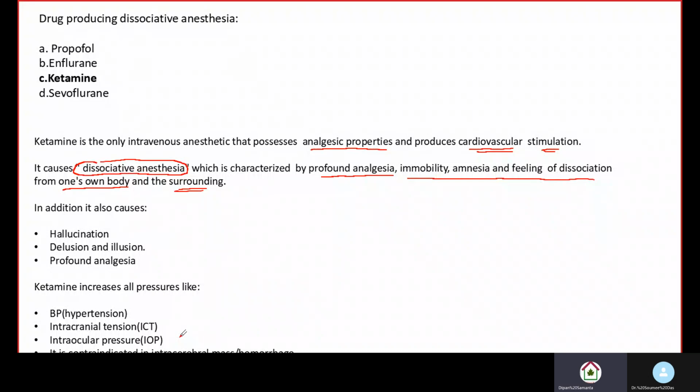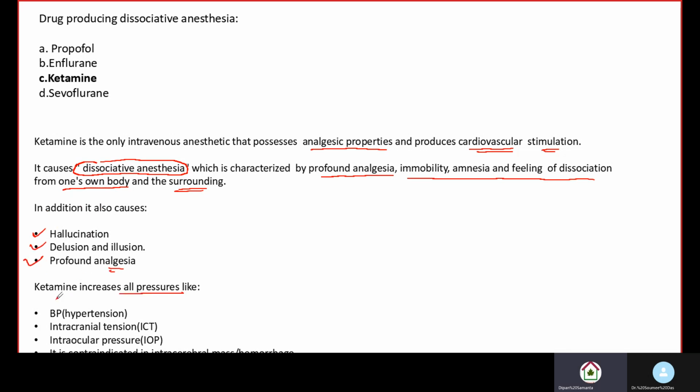And profound analgesia occurs, immobility, the patient cannot move, deep anesthesia occurs, the anesthetic effect occurs. In addition, it also causes hallucinations, delusions and illusions, and profound analgesia.